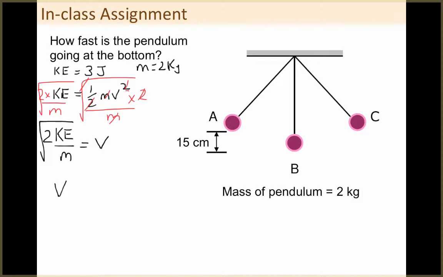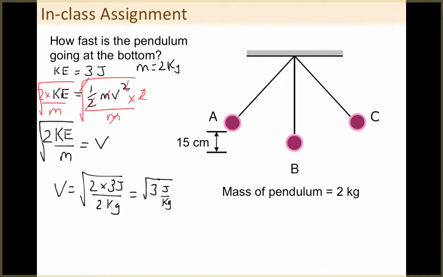So my velocity is going to equal the square root of 2 times my kinetic energy, which is 3 joules, all over the mass of 2 kilograms. So this is the square root of 3. And what are my units here? Well, everything's under the square root, so it's joules per kilogram, which doesn't really look like a velocity yet.